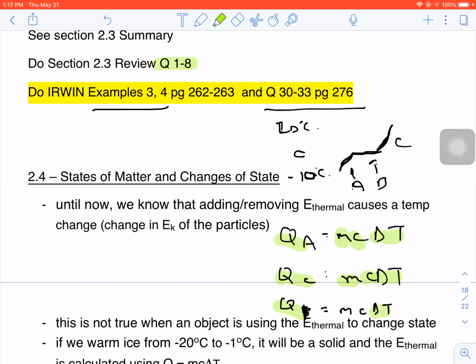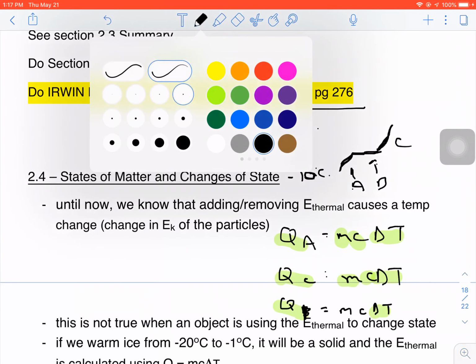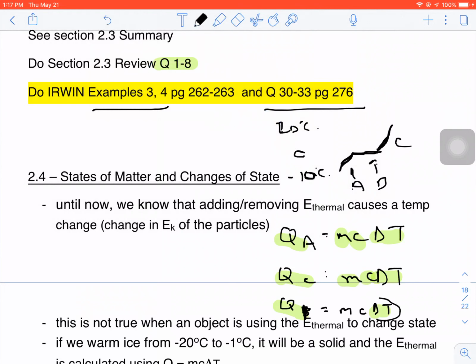However, I know two things. Number one, delta T is equal to 0, and I know for sure that Q is not equal to 0. Mathematically we have a problem, right? The problem is this is the wrong formula. This formula does not work when an object is changing state. So what we have is a new formula that we're going to be using for today's note.